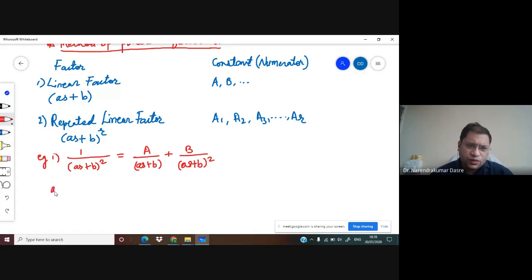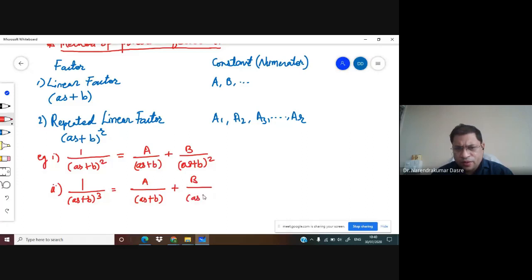Okay. Now, suppose this is repeated more than 2 times. So you have as plus b repeated 3 times. Then what we are able to get, so it will be a upon as plus b plus b upon as plus b bracket square and plus c upon as plus b bracket cube.